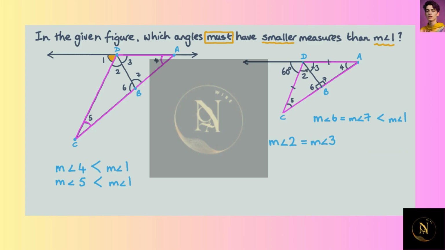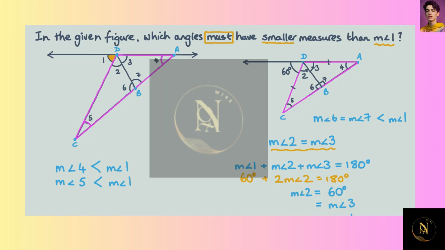Next we know that the line DB bisects the angle at D, so that angles 2 and 3 have the same measure. We see also that angles 1, 2 and 3 combine to make a straight angle, so that the sum of their measures is 180 degrees. Now substituting 60 degrees for the measure of angle 1 and recalling that angles 2 and 3 have the same measure, we can solve this to find either of the measures of angle 2 or 3. Choosing angle 2, we have its measure equals 60 degrees, and of course we know that this is also the measure of angle 3. So both of these are equal to the measure of angle 1, and we've therefore shown that angles 2, 3, 6 and 7 need not have smaller measures than angle 1.